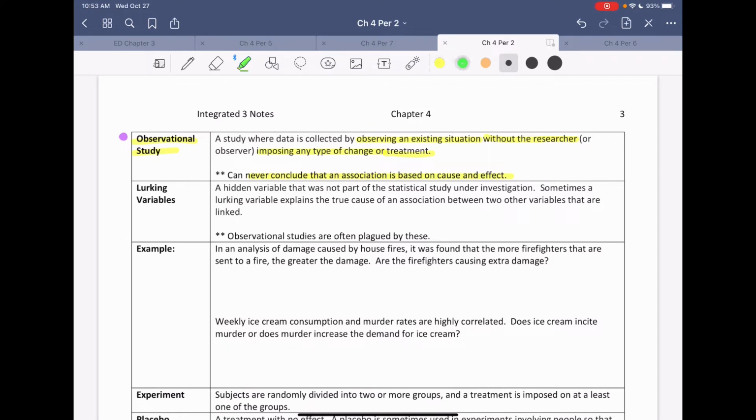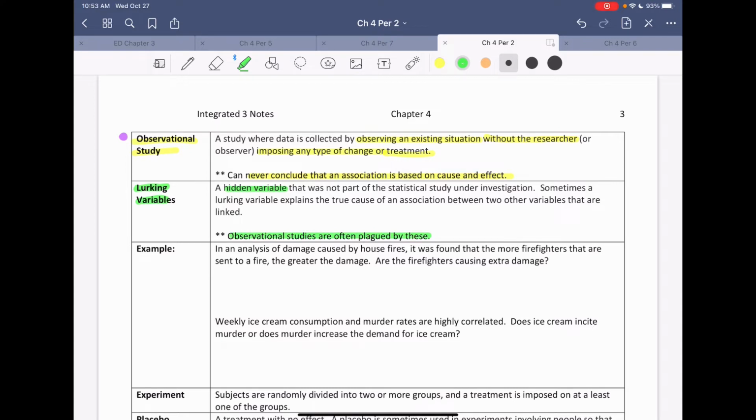So a lurking variable is a hidden variable that was not part of the statistical study under investigation, but sometimes the lurking variable explains the true cause of an association between two other variables. So this goes with above. Observational studies are often plagued by these.